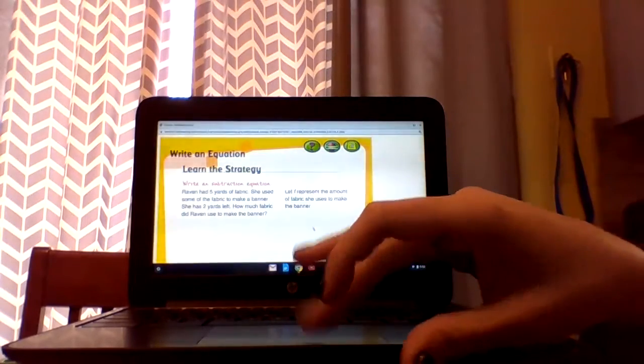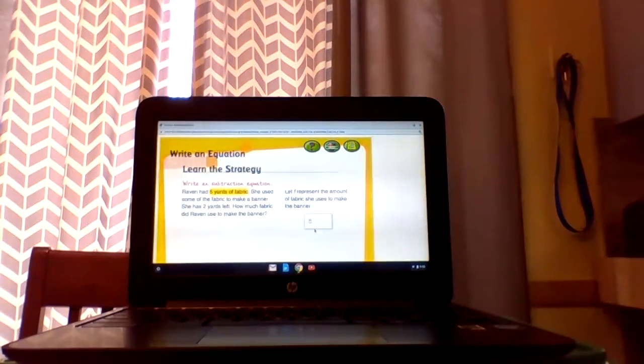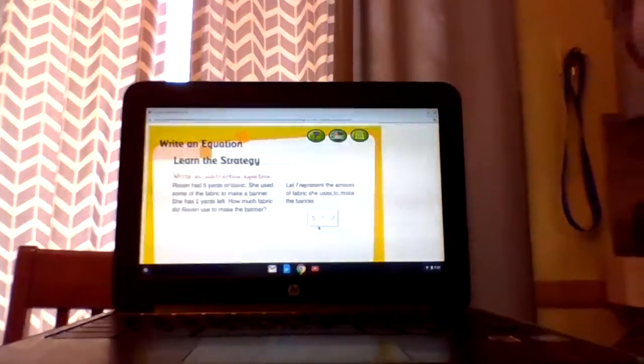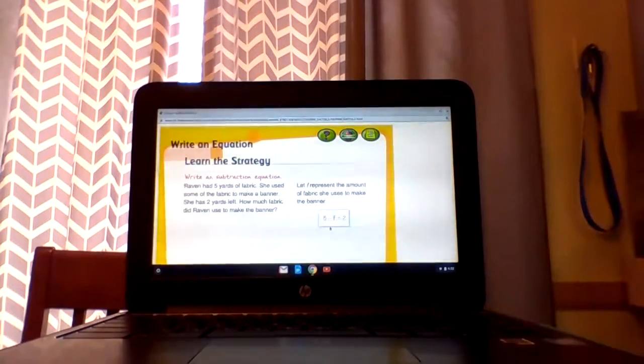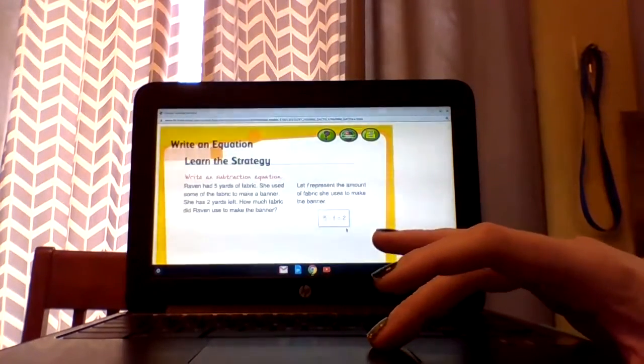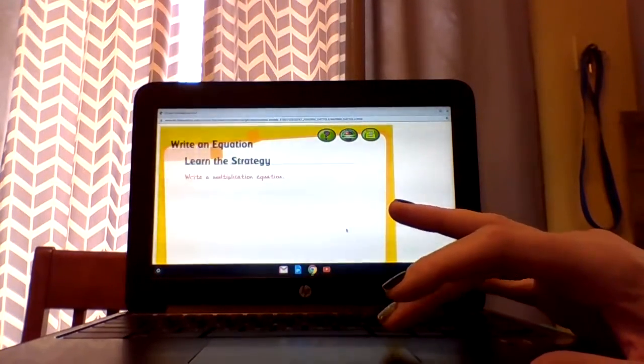That tells us how much fabric she uses. What did we start with? 5. How much did she use? We take that away. We don't know yet. 5 minus F equals 2. So we can figure that out and think, 5 minus what equals 2? And you smart kiddos know that is 3. 5 minus 3 equals 2.